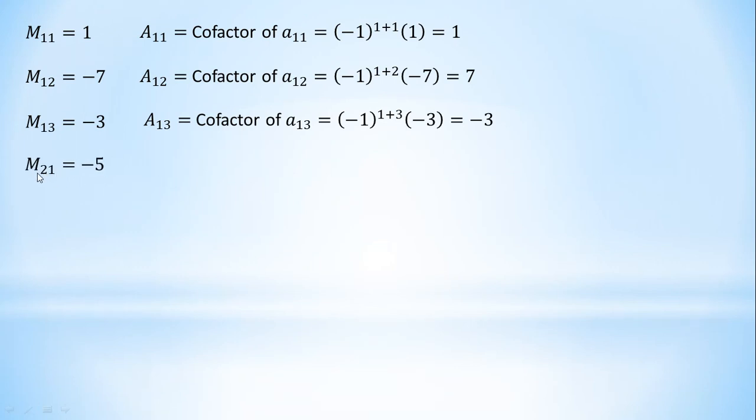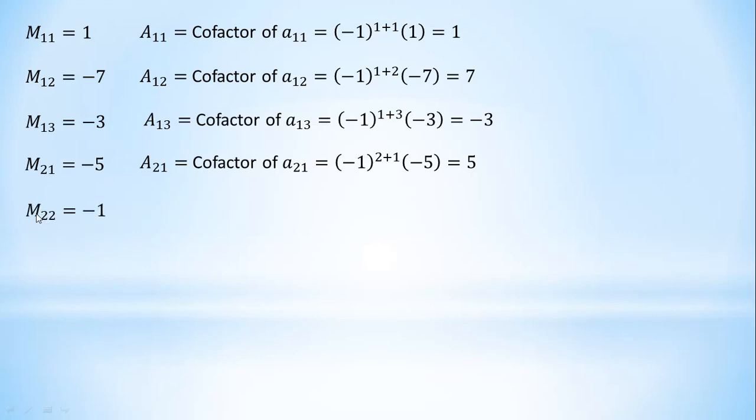Next minor is M21, that is minus 5. Then the cofactor A21 is equal to minus 1 raised to 2 plus 1, into minus 5. Now minus 1 raised to 2 plus 1 is minus 1 raised to 3. So minus 1 into minus 5 is plus 5. Check this. Then the next one, M22, is equal to minus 1, and the cofactor A22 is given as minus 1 raised to 2 plus 2, into minus 1. But minus 1 raised to 2 plus 2 is plus 1. So plus 1 into minus 1 is minus 1.